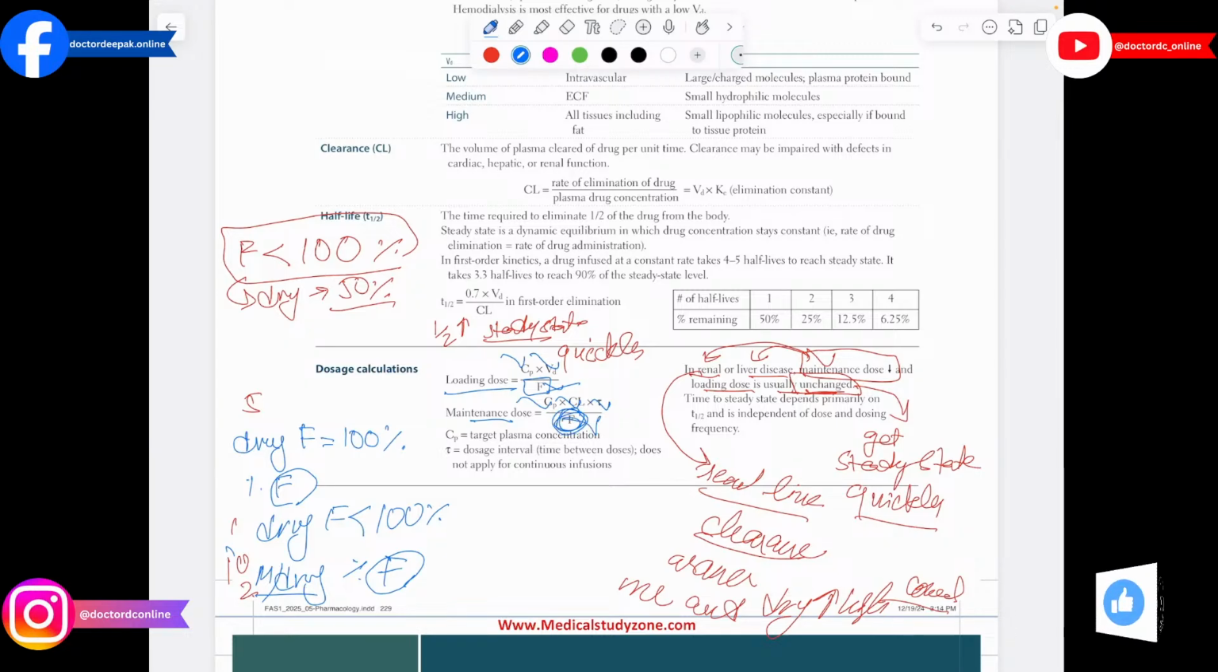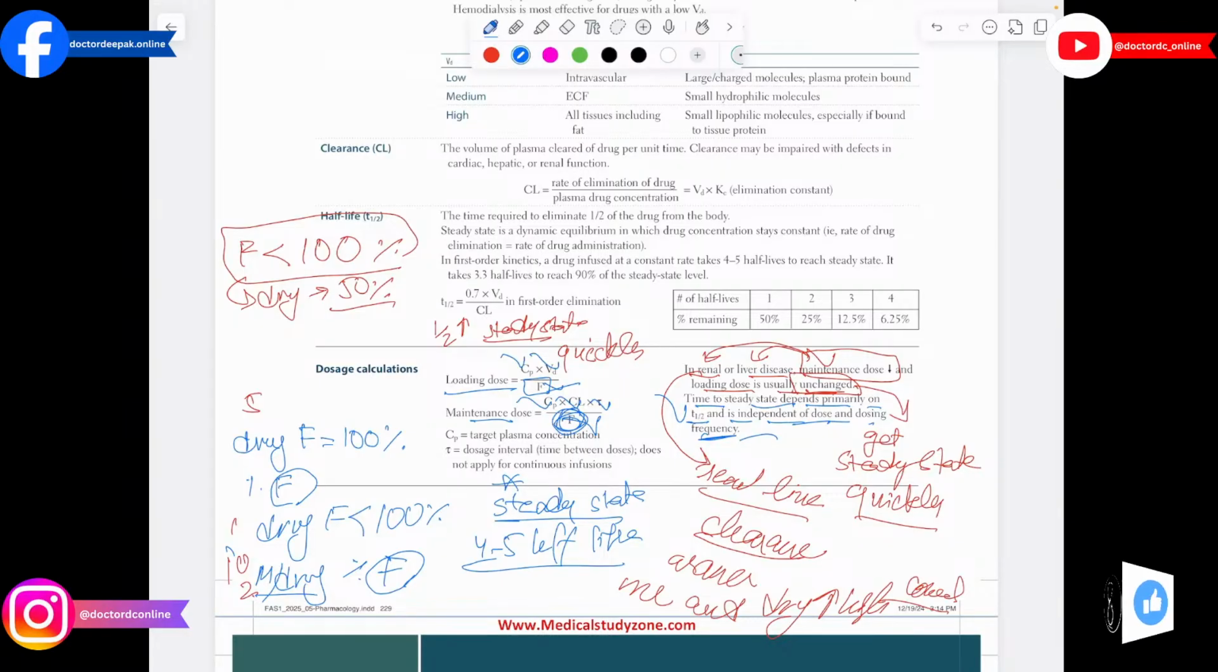There is one statement written here: time to steady state depends primarily on the half-life and is independent of dose and dosing frequency. No doubt, as I explained in the last lecture on half-life, steady state we mostly get after 4 to 5 half-lives. And it totally depends on the half-life of the drug, not on the dose and the dosing frequency. Understand?